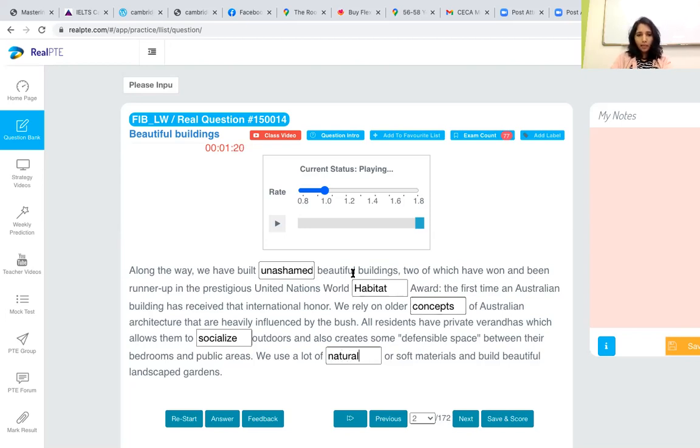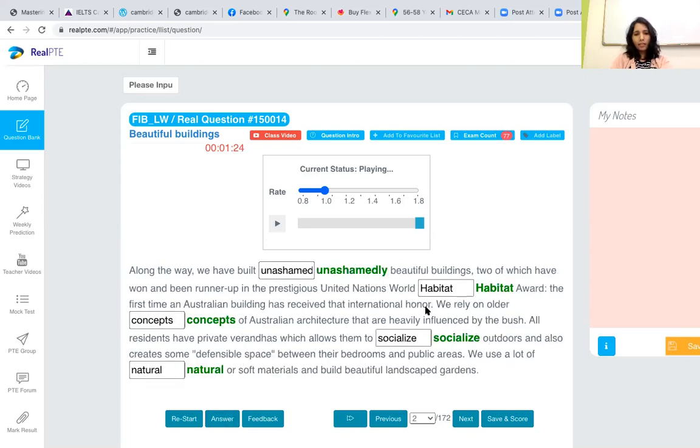Check your spellings, okay? And now look at your answer, or you click next. So: unashamedly, habitat, concepts, socialize with a Z, and natural. So that's 4, 1, 2, 3, 4, 5 points to listening and 5 points to writing. Let's do another one. Eyes on the screen, hands on the paper.